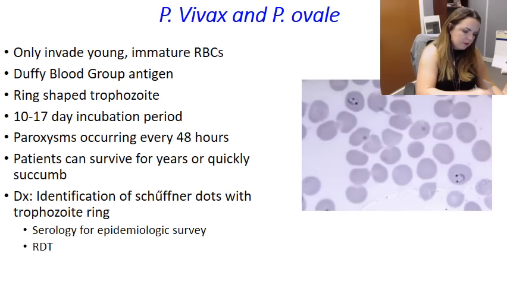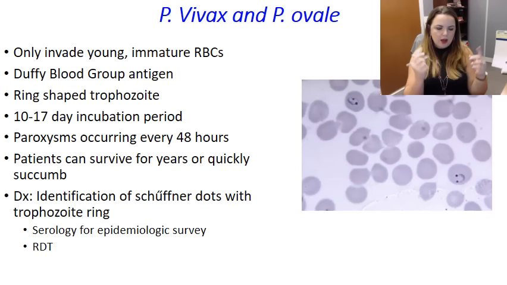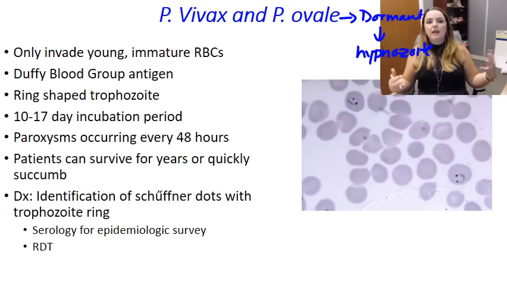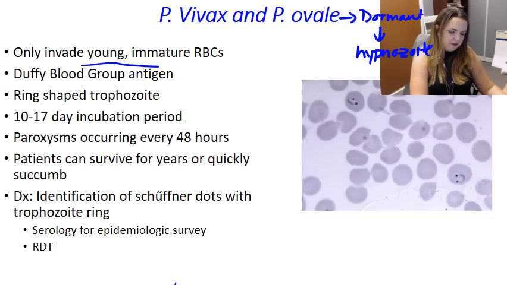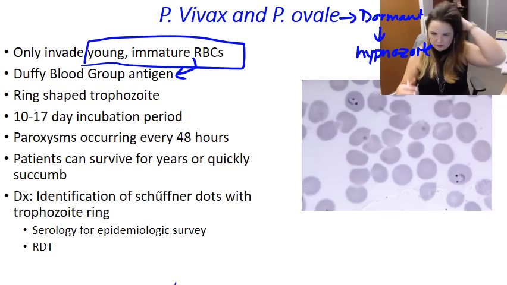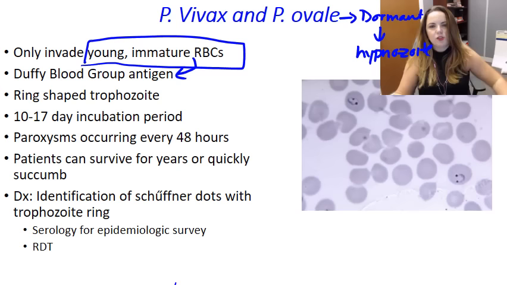Okay, P. vivax and ovale, remember, we take them together, and they're the ones that are able to produce that dormant cycle, and they do that because they're able to develop that hypnozoite stage. So they have this extra maturation stage compared to some of the other ones. These guys are special because they actually only invade young, immature red blood cells. And the reason for that is that it's these young, immature red blood cells that have the Duffy blood group antigen, which has long been considered the primary receptor for P. vivax. But it is also able to infect Duffy negative erythrocytes, so that's not the only way.